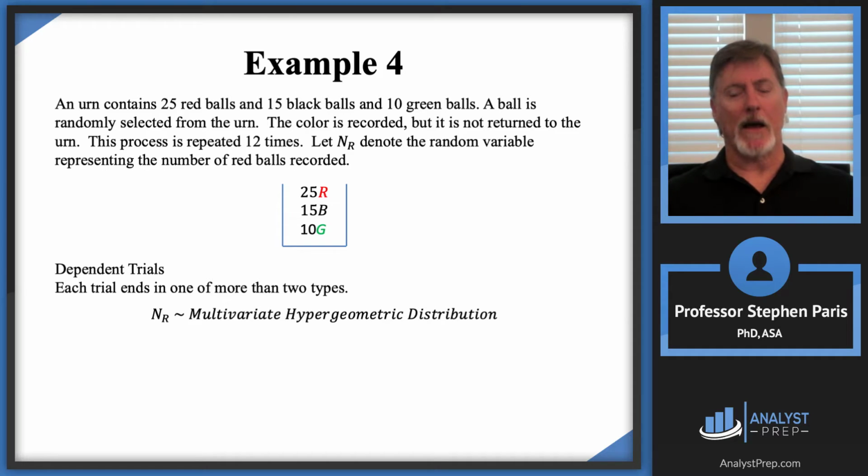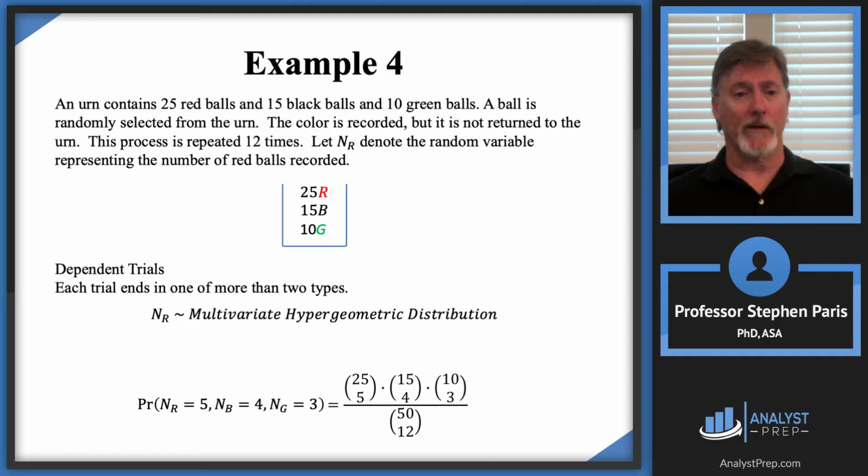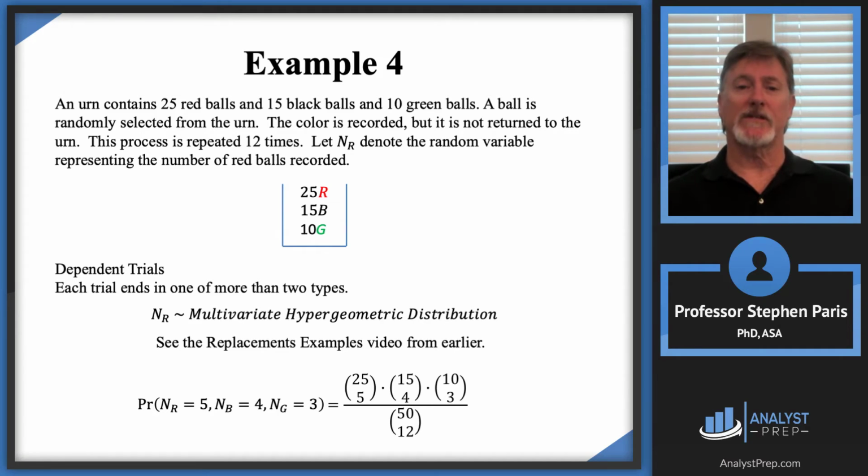In this case, if this was the setup, you're not going to be asked the expected value or variance. You're going to be asked a probability associated to this, but I think that's a fair question. And the probability, for instance, I'll give you the example, the probability that in this case you selected 5 reds, 4 blues, and 3 greens. I've given you this expression here, and this was exactly a problem that we did in the replacements examples video. So if you don't see the way to extrapolate from what we did in the hypergeometric distribution to the multivariate hypergeometric distribution, please go back and look at that video.